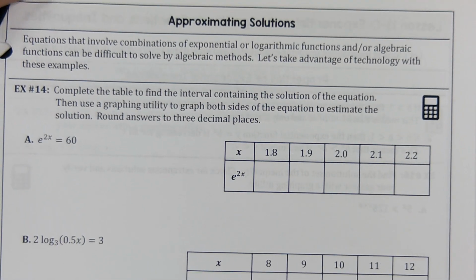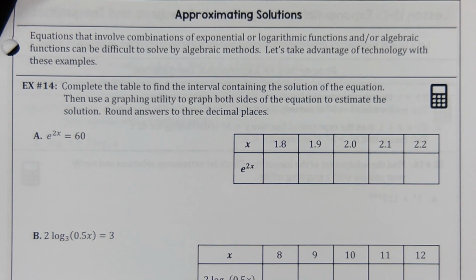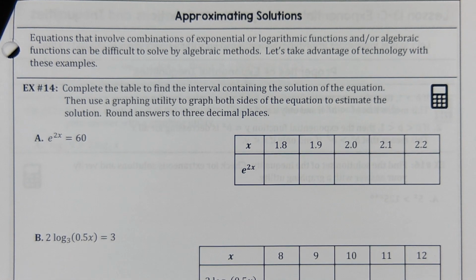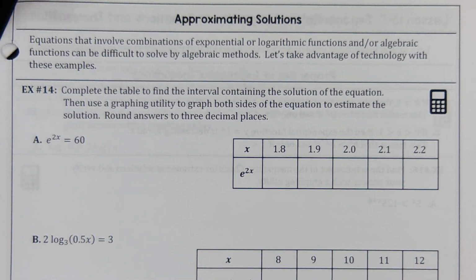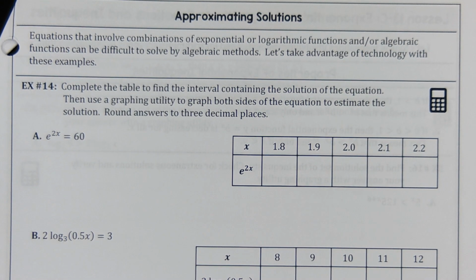Approximating solutions. Remember when I was showing you in the last lesson about successive approximations? And I was showing you how we could approximate answers by adding more decimals? Here it is. Equations that involve combinations of exponential or logarithmic functions and or algebraic functions can be difficult to solve by algebraic methods. Let's take advantage of technology with these examples. It says complete the table to find the interval containing the solution of the equation, then use a graphing utility to graph both sides of the equation to estimate the solution, round answers to 3 decimal places. Okay, whatever.